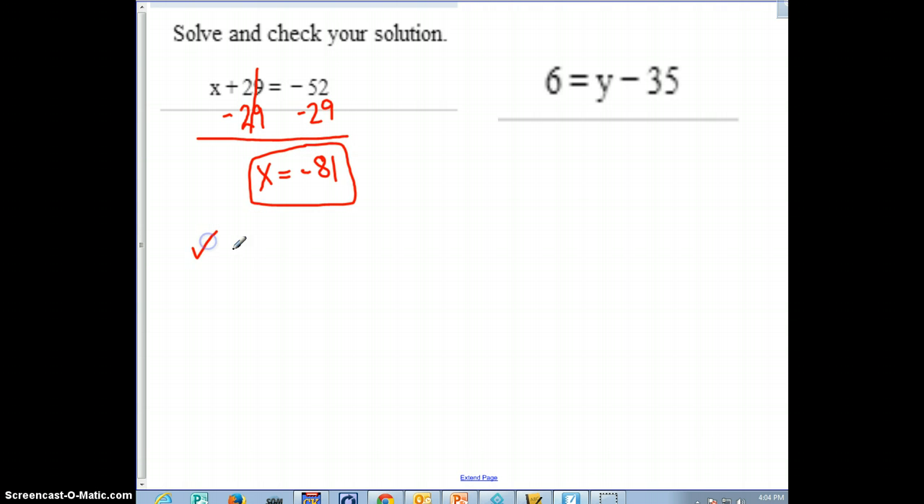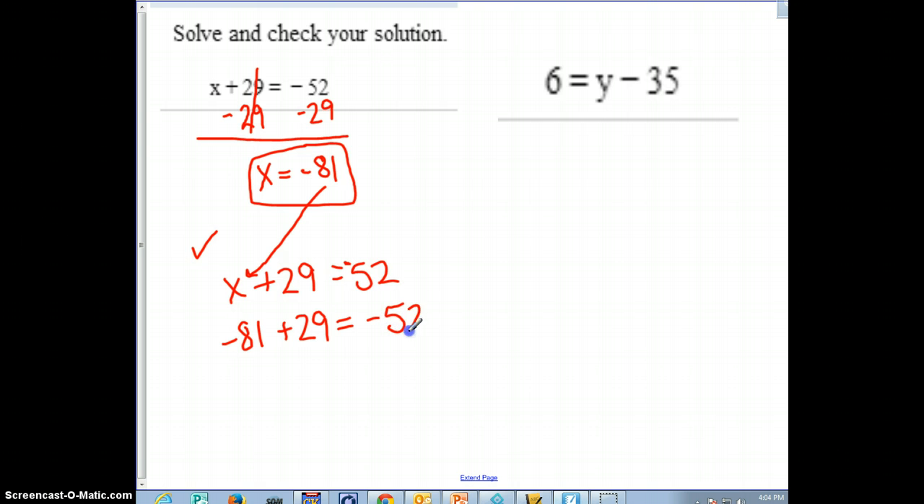Now, I want you to check your answer, and this is the way it works. If I have this as my problem, I'm going to put this negative 81 right in here and make sure that it works. So if I do negative 81 plus 29, it should equal negative 52 if I've done it right. If I haven't, that's when I need to back up the bus and figure out what I did wrong up here.